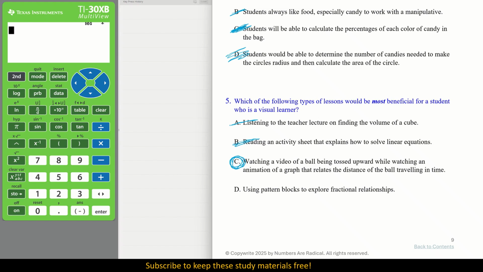Using pattern blocks to explore fractional relationships, that has to do with touch. So that's for those kinesthetic students, those students who need to touch things. So I would disagree with that.